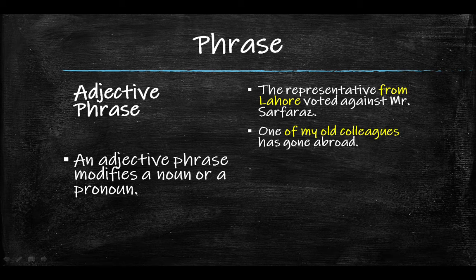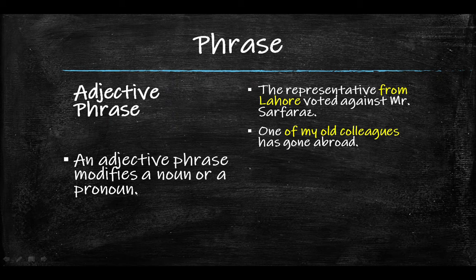One has gone abroad. That is the basic sentence. Of my old colleagues is a prepositional phrase: of is a preposition, colleagues is the object of the preposition. That is its structural classification. Now functional classification. It's describing one. It's because of this phrase that we come to know what this one means. So remember this structure once and for all.